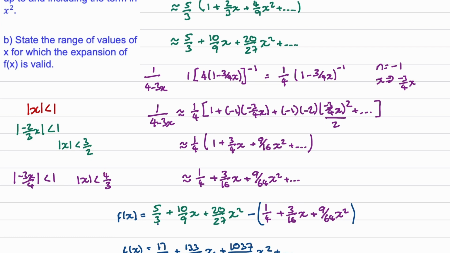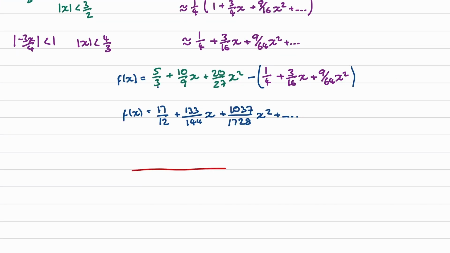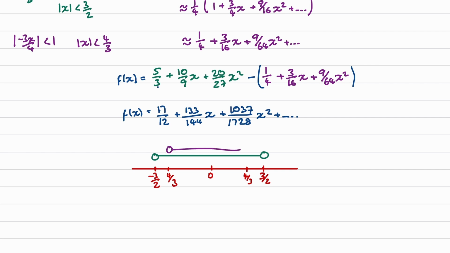Well, if we sketch both of them on a number line, we can see we'll include 0. We've got 3/2 and -3/2. So this will be for our green fraction. And then we'll have 4/3. So this will be for our purple fraction. And this should be a negative here. So the range for our values of x should be from -4/3 to +4/3.